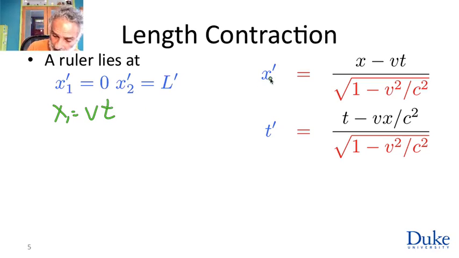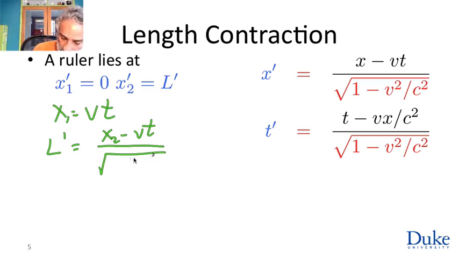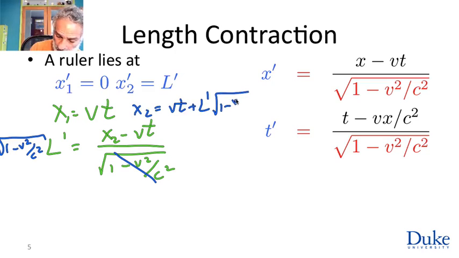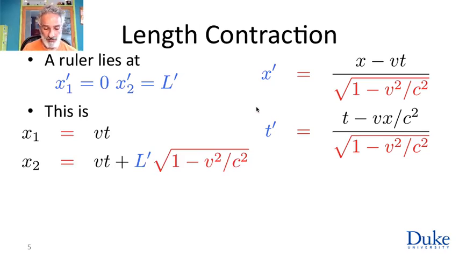I set x prime equal to L prime, and I get an equation that says L prime is x2 minus vt, divided at any time by the square root of 1 minus v squared over c squared. So I can solve this. I multiply through by the square root, and I then move the vt over to the other side, and I find that x2 is vt plus L prime root 1 minus v squared over c squared. Okay, let's write that out cleanly. x1 is this, x2 is this.